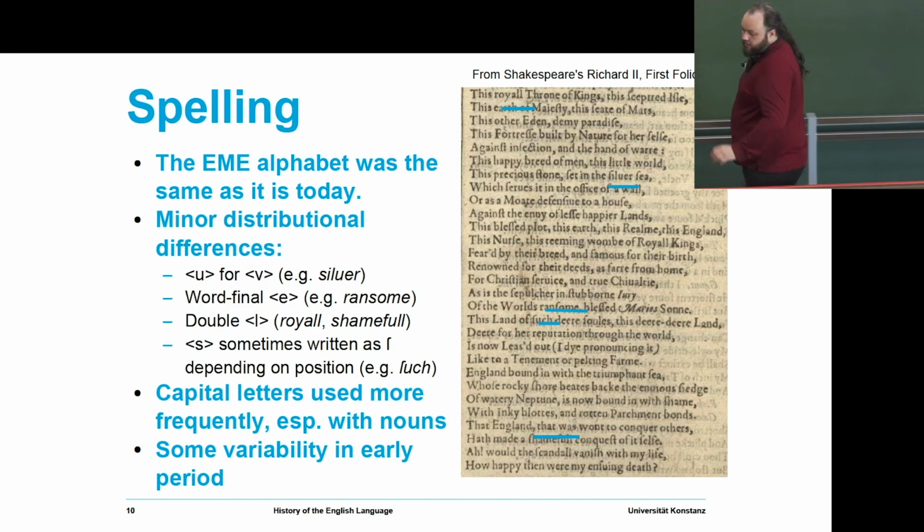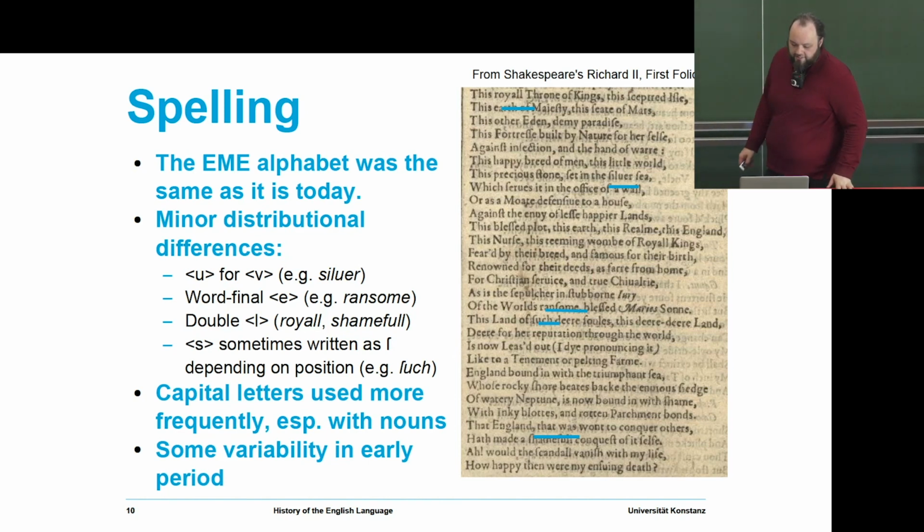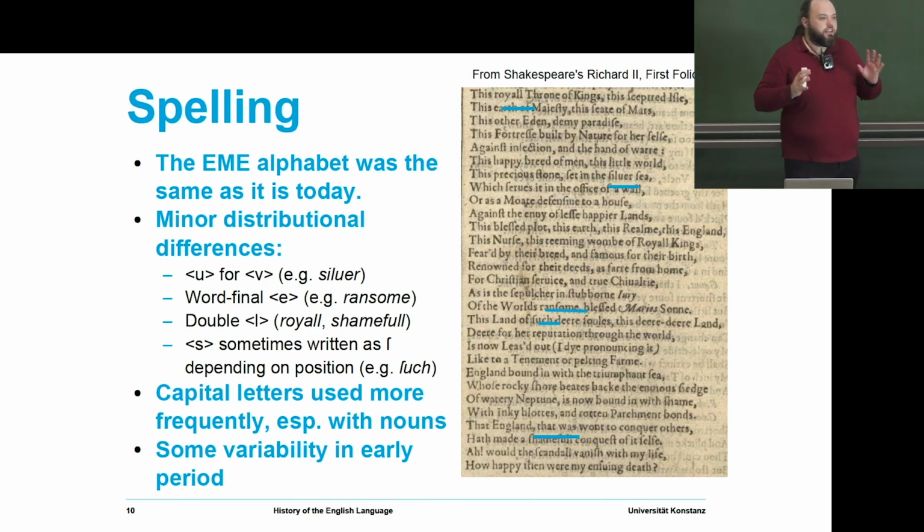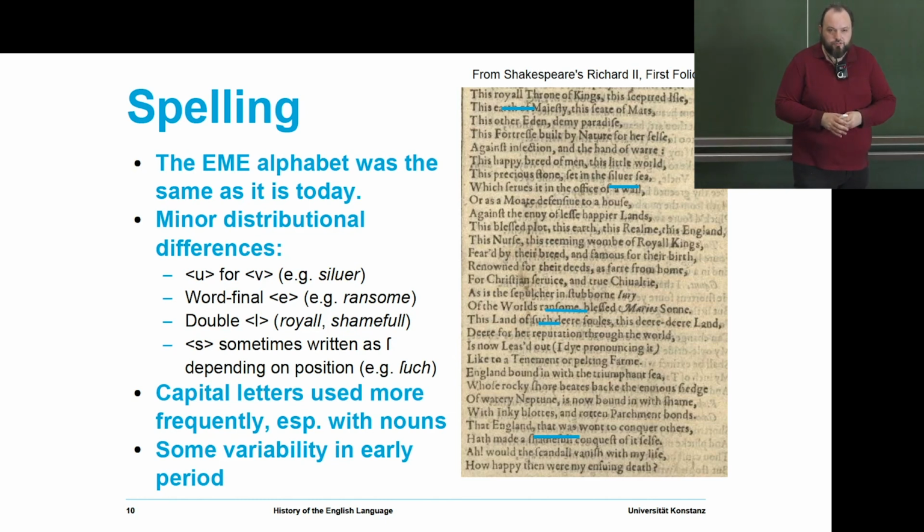V. Now, in some texts, the generalization is that you find V at the beginning of words and U elsewhere. And I don't know if that's true for this one, but that's a quite widespread generalization. Either way, the distribution of V and U and the difference between them wasn't fully fixed by this point.